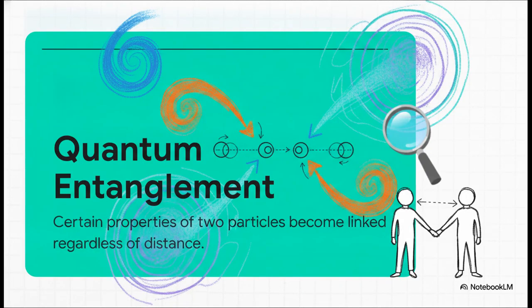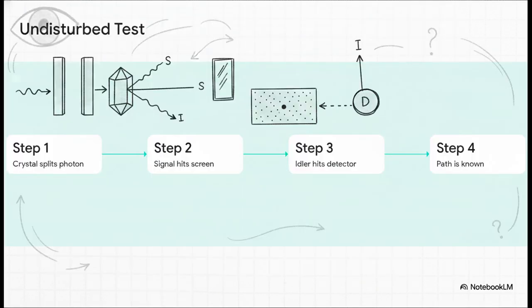So the crucial concept here is quantum entanglement. It's a phenomenon where two particles become perfectly linked. Think of them as quantum twins. No matter how far apart they are in the universe, measuring the state of one instantly tells you the state of the other. Scientists designed a brilliant workaround using these quantum twins.